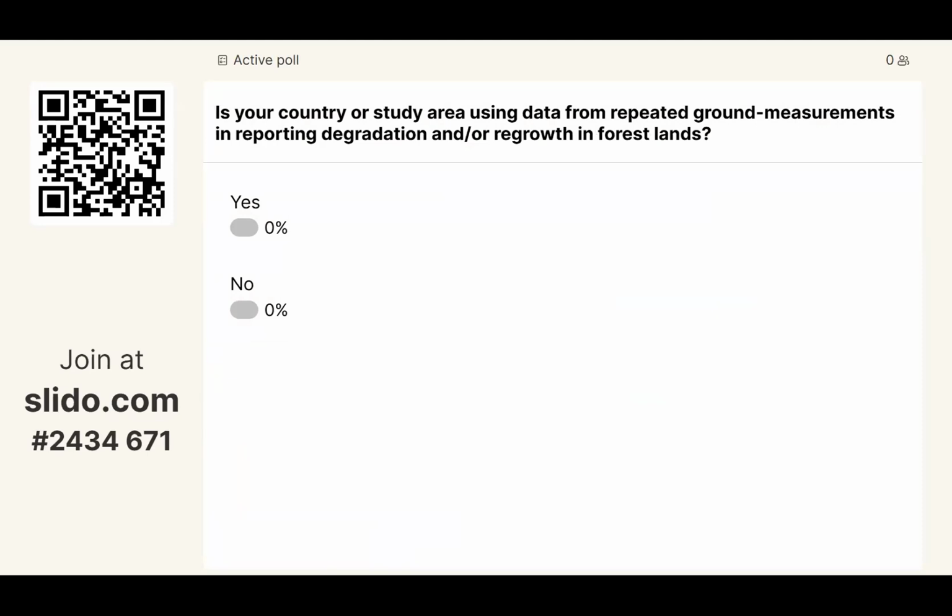So the question here focuses on ground measurements and whether you're using repeated ground measurements in reporting degradation or regrowth. This is a simple yes or no.